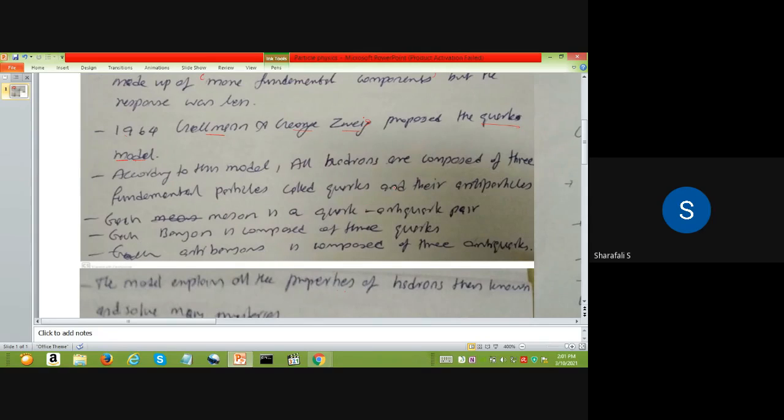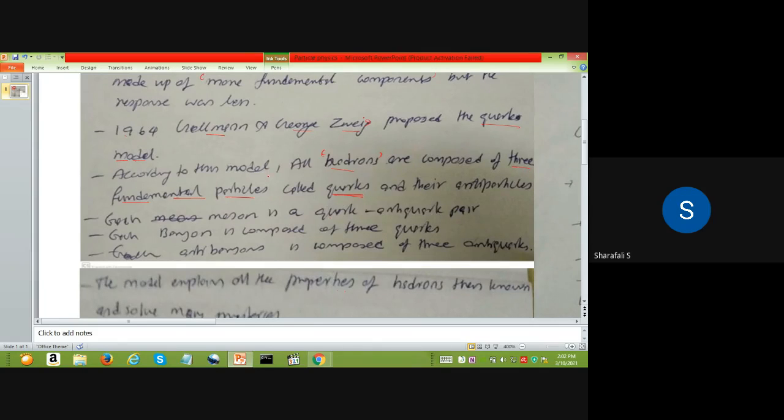So according to this model, all hadrons, considering hadrons only, we are not considering leptons here. You can check that classification. We are considering the hadrons class. In that hadrons group, all hadrons are composed of three fundamental particles, which are known as quarks, and their antiparticles, the antiparticles of those quarks.